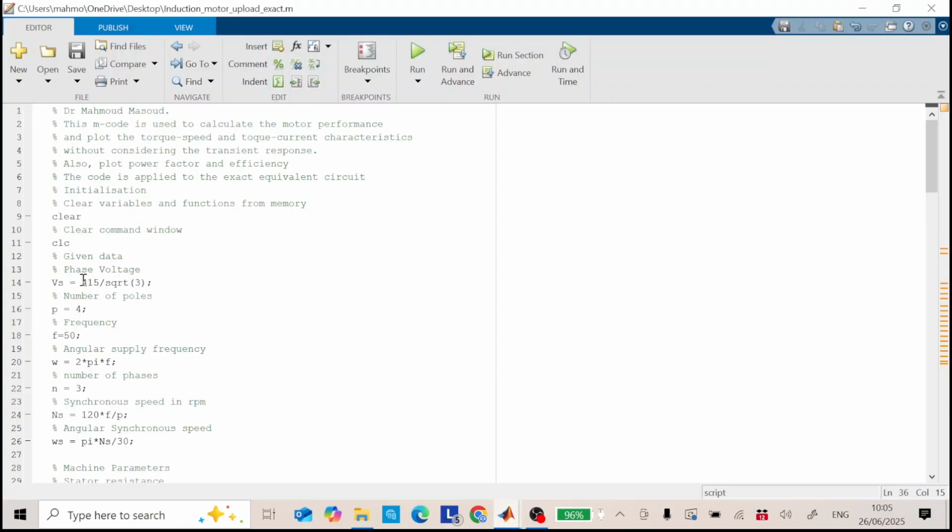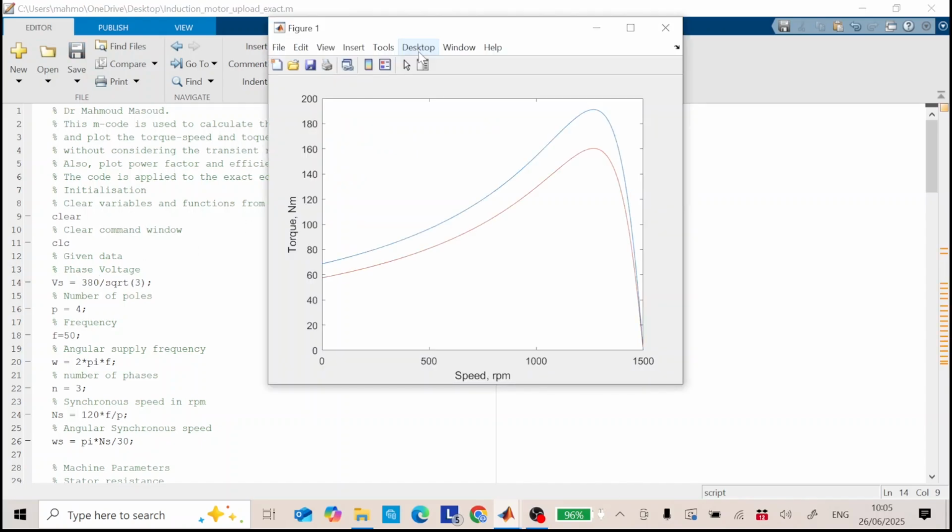What will be the case if I change the voltage rather than to be 415 volt to be 380 volt? Let's run. So we can see here that the torque speed characteristics, starting torque is reduced, maximum torque is reduced, we have the same synchronous speed. I'm not going deeply in the performance evaluation, I'm just showing you here that if you like to make a performance evaluation, what you can do with your code.